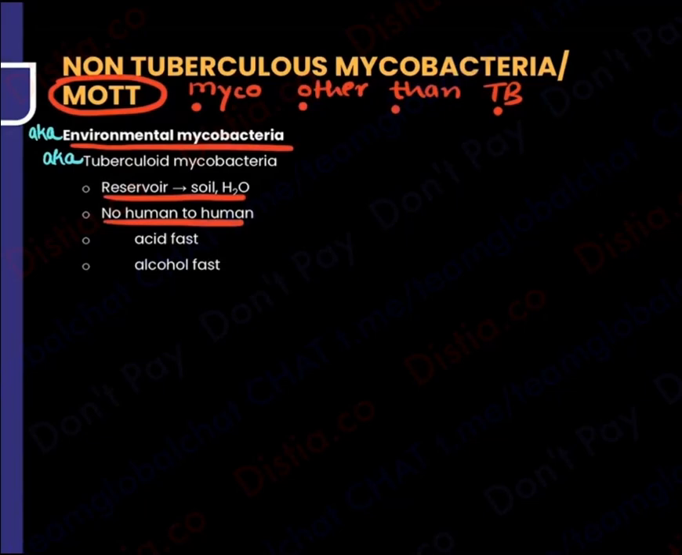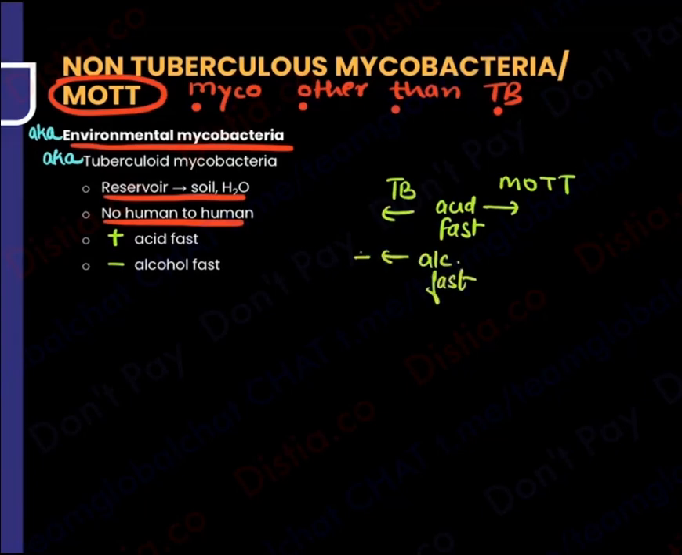Now tell me a point which I've already told you. Acid fast? Of course, everything is acid fast, but is it alcohol fast? No. That is what I told you, the difference between TB and MOT. Both of them are going to be acid fast. But when we are talking about alcohol fast, it is only TB which is alcohol fast, and MOT is not alcohol fast.